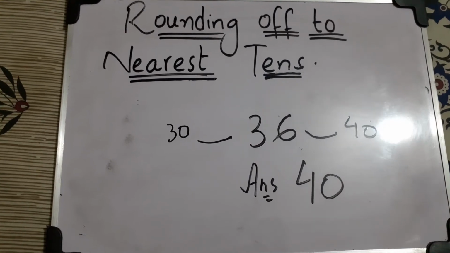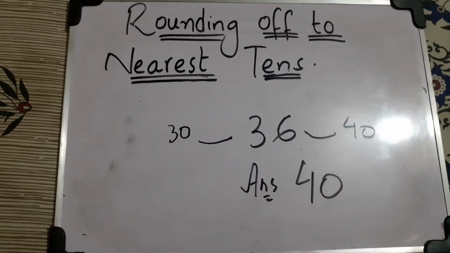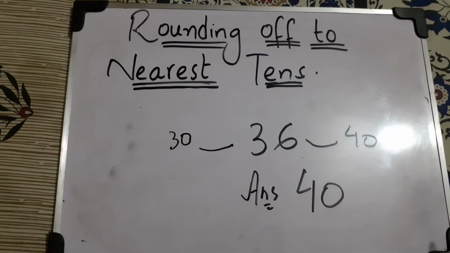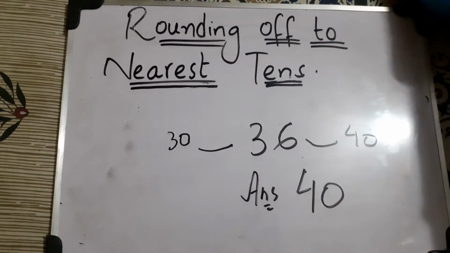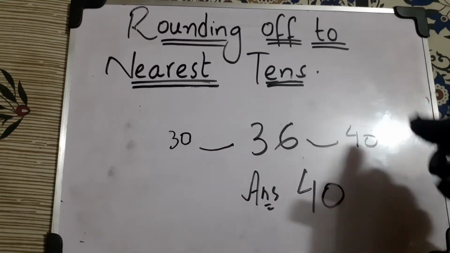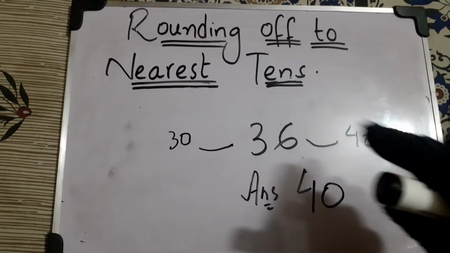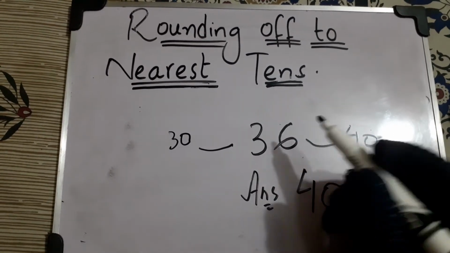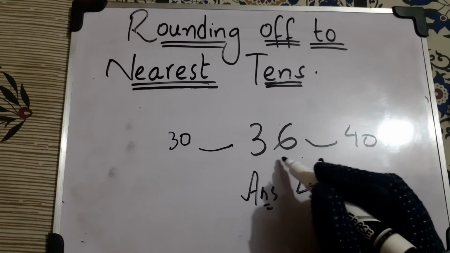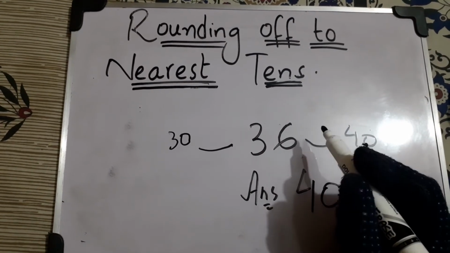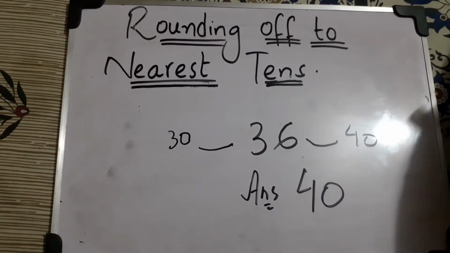Okay, this is very simple. If you learn the steps, first you will find the options, how many options you have, and then you will check the second digit of the number, then you can easily find out.